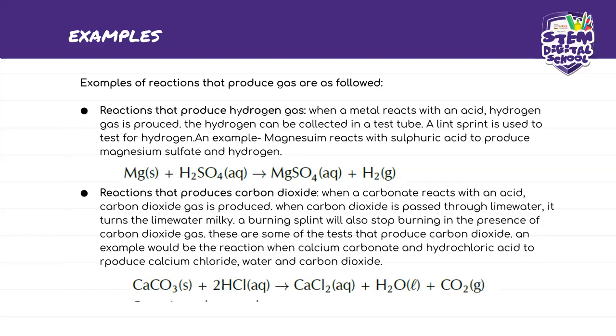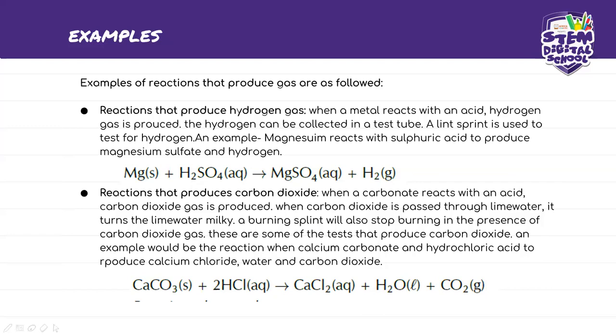So that includes, remember we spoke about combustion. Once you see the burning sign, you know they're talking about a combustion reaction where carbon dioxide gas is formed. Okay, so an example is the reaction when calcium carbonate and hydrochloric acid react together to produce calcium chloride, water, and carbon dioxide.